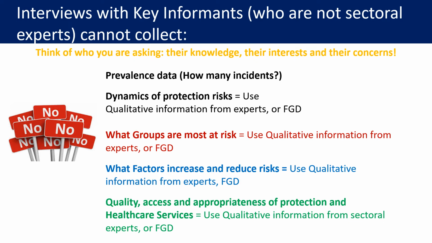We cannot collect what groups are more at risk with key informant interviews. We might collect how many people of specific groups are in a location, but we do not collect what are the groups that are most at risk. Again, for those, use qualitative information from experts or focus group discussions. We cannot collect through key informant interviews what are the factors that increase and reduce the risk. We should use qualitative information from experts and focus group discussions.